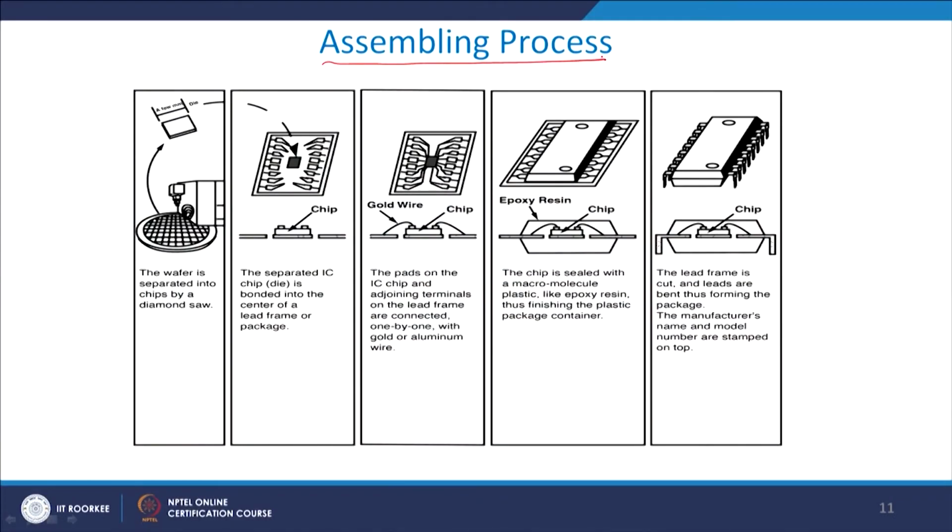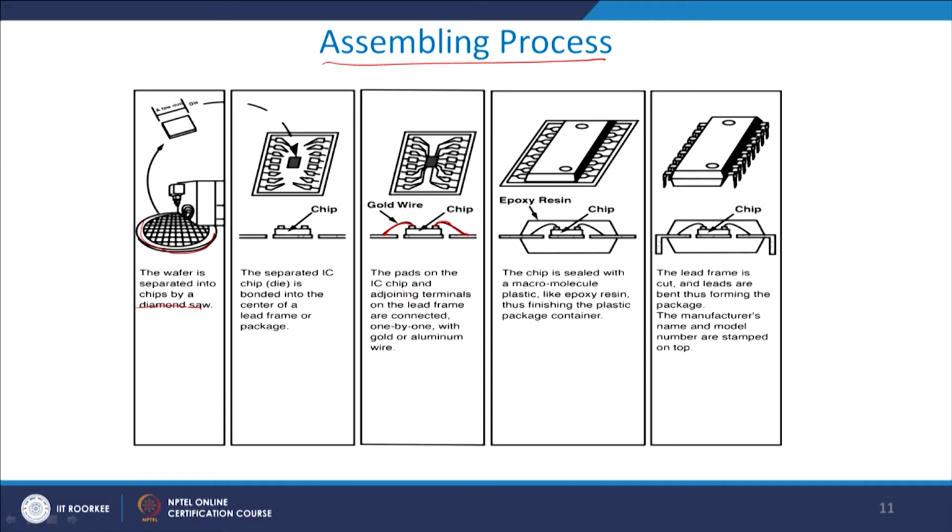Okay. As I discussed with you, let me just give you a brief of the assembly process. This is the wafer, and it is separated using a diamond saw. The separated IC chip, which is this one, is bonded into the center of a lead frame or package. So, I have a chip here and I place it here. These are your IO pins, which you do not see at the back of it, and these are the gold wires which connect the IO pins to the external world.